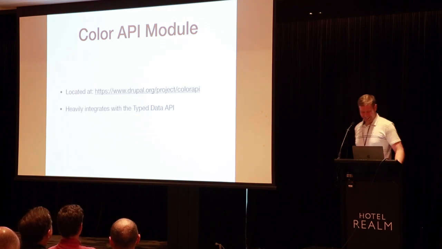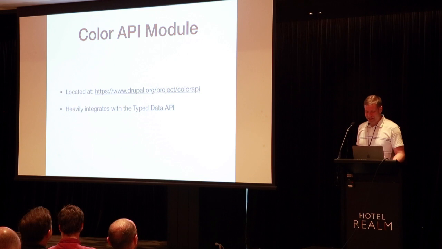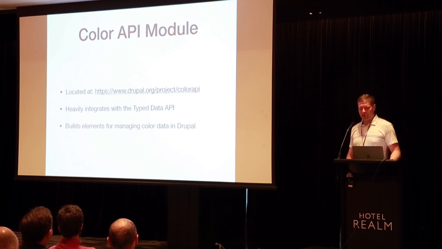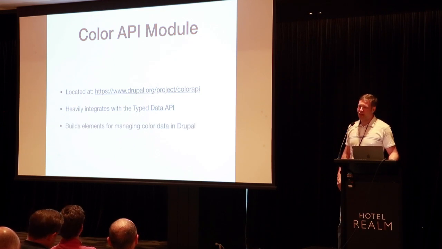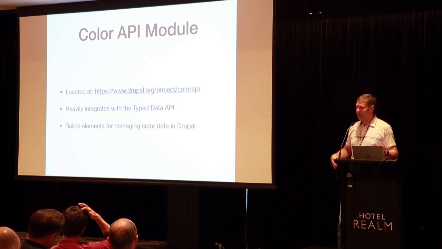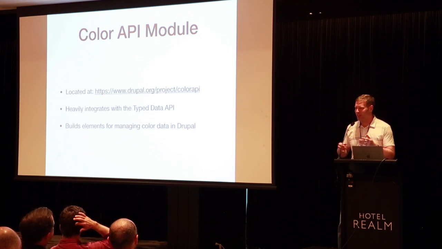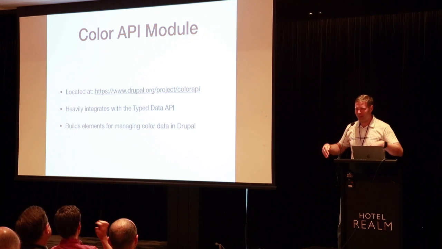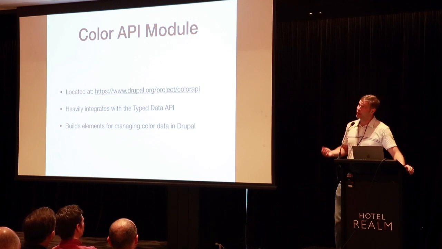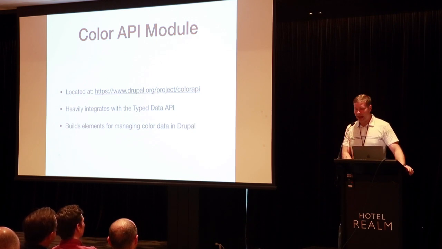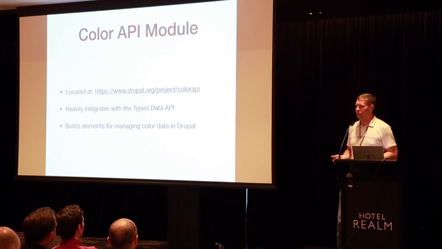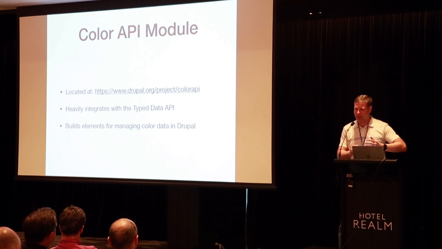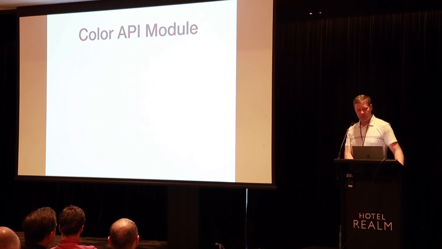It heavily integrates with the TypeData API. So it builds elements used for managing colors in Drupal. Now I tried to hit every level for people. I tried to hit the widget level, the TypeData API level, the field level, the configuration entity level, so that anyone who needs to manage colors for some reason, whatever it may be, is able to have something complete that they can use out of the box, but also use the pieces from if they want to put together their own modules that build off of this.